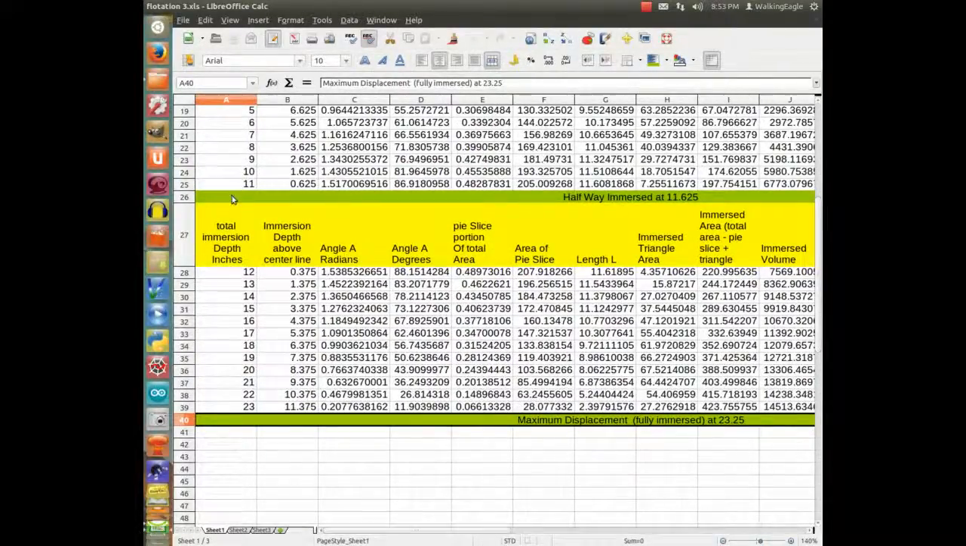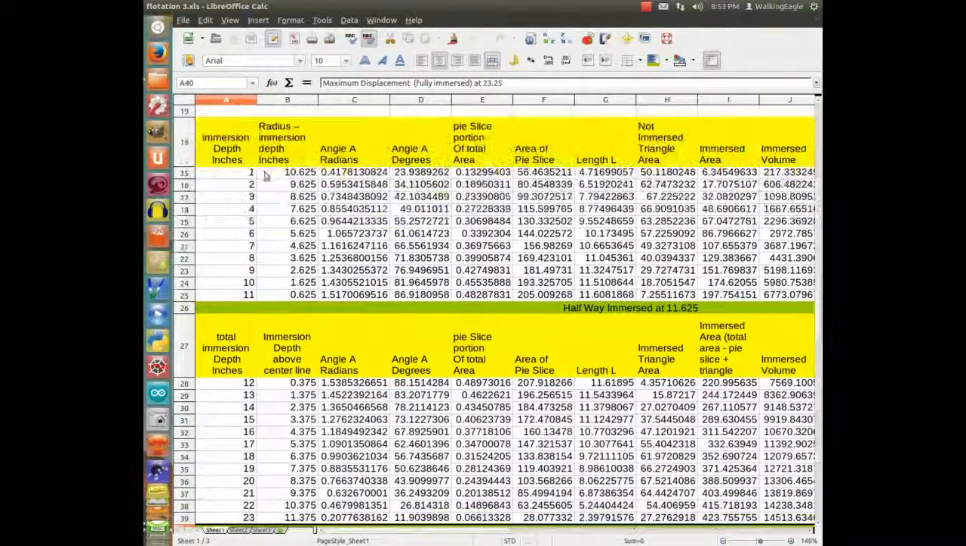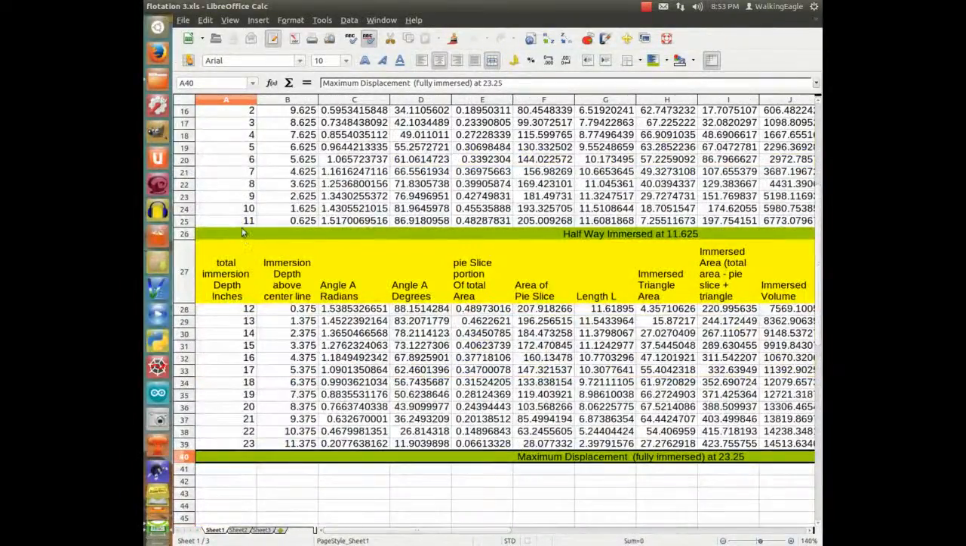Okay. Since I had done the immersion depth starting from the bottom of the barrel to about halfway up, I now know that I want to continue on in those 1-inch increments. So I just continued on to create the total immersed depth until I got up to 23, and then maximum depth is when it's immersed at 23.25, because that's the diameter of the barrel.